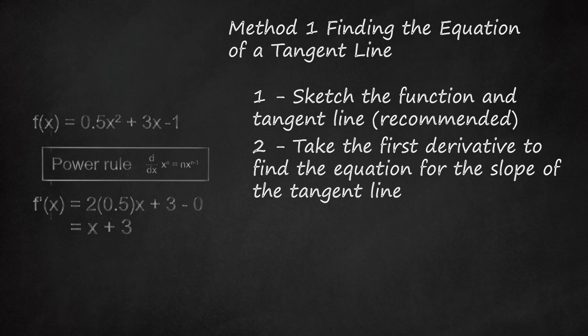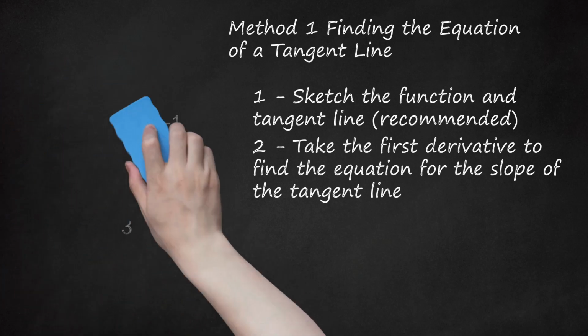Example 1, cont. The graph is described by the function f(x) = 0.5x^2 + 3x - 1. Recall the power rule when taking derivatives: d/dx x^n = nx^(n-1). The function's first derivative is f'(x) = 2(0.5)x + 3, so f'(x) = x + 3. Plug any value of a for x into this equation, and the result will be the slope of the line tangent to f(x) at the point where x = a.